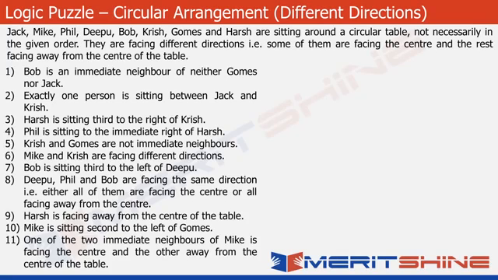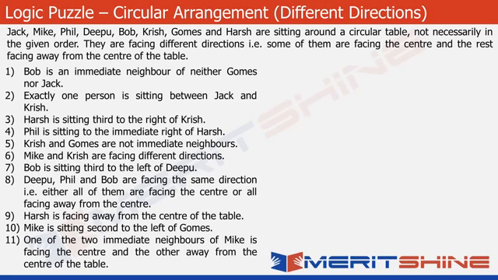This problem is about 8 individuals who are sitting around a circular table. These people are facing different directions while sitting on the table. So while some of them are facing the center of the table, some others are facing exactly the opposite direction. That is, their backs are towards the center of the table. So they are facing away from the center of the table.